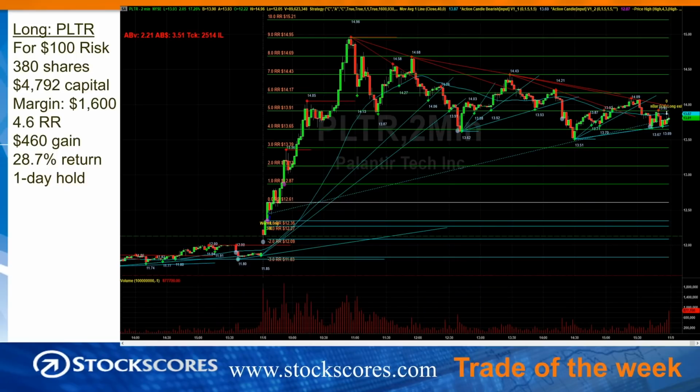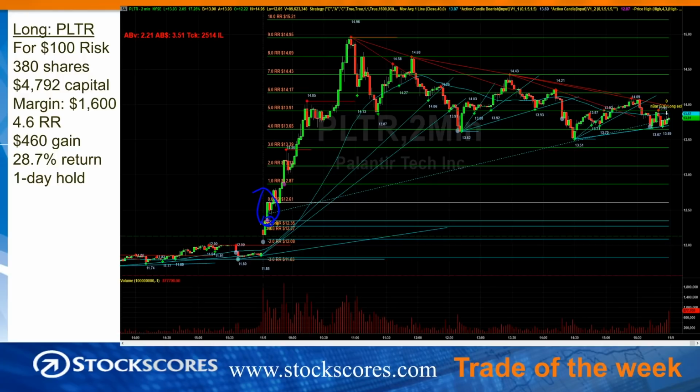Well, now we're going to get on to the day trade of the week. Again, every week I just pull one of the day trades, usually from Friday, that we focused on in the active live service from Stockscores. And this week it is PLTR. The stock gave a bullish signal right here with my action candle. You can see the little pink dot there. That's our key indicator for a stock likely to go higher.